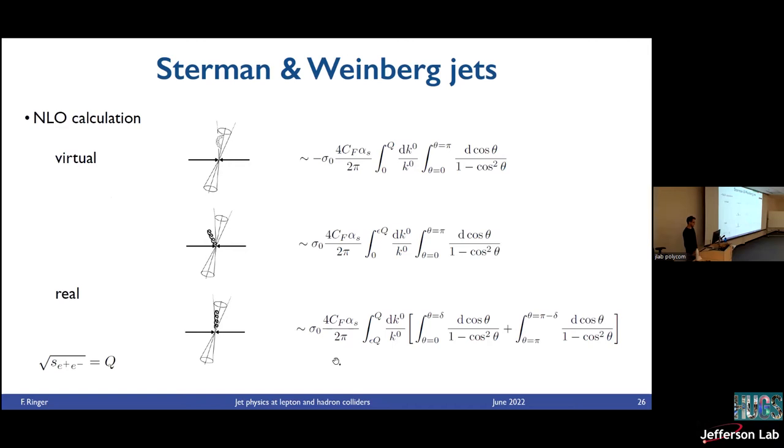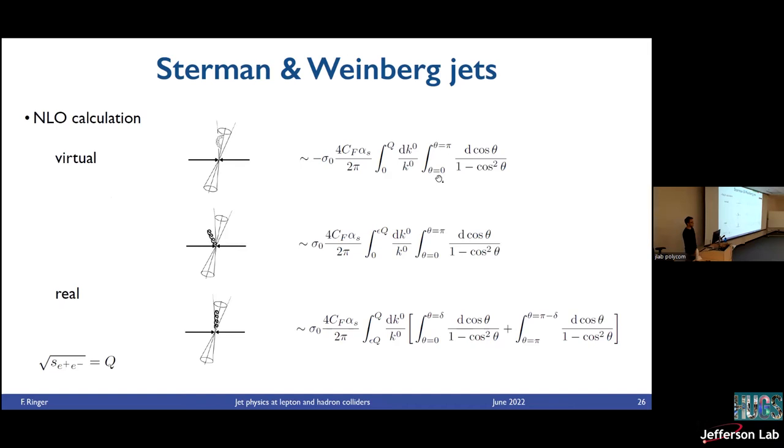Okay, so generally we have to integrate over the phase space of the additional radiated gluon. And if it's a virtual correction, there's really no constraint on the kinematics of that gluon. So we're integrating over the energy of the gluon, k naught. That can be anywhere between zero and Q, which is just the center of mass energy. So it's the highest energy allowed. And then we integrate over all the angles.